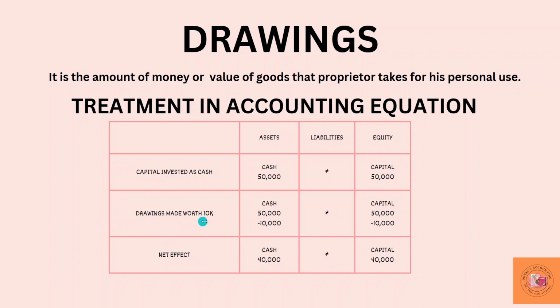Now, drawings made worth rupees 10k. So, what effect will this have on the accounting equation? Our cash will reduce by 10,000 because we are removing money, and so will our capital. Then the net effect will be cash is 40,000, capital is 40,000, balanced.